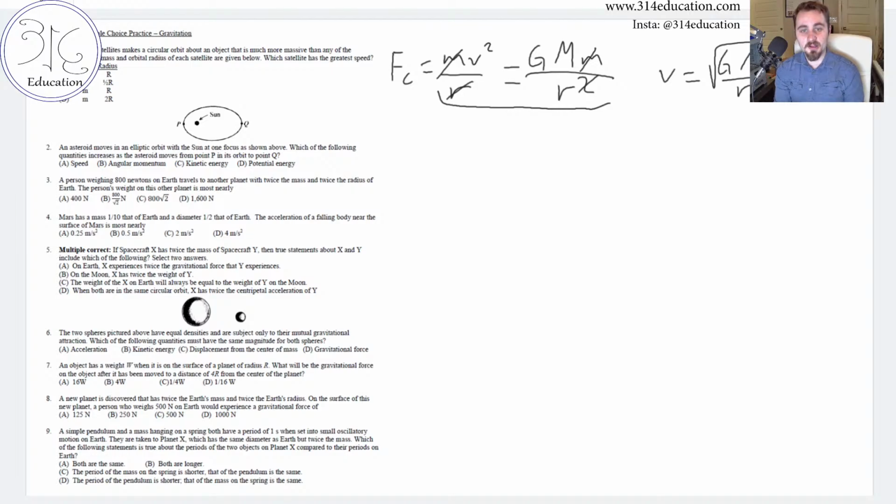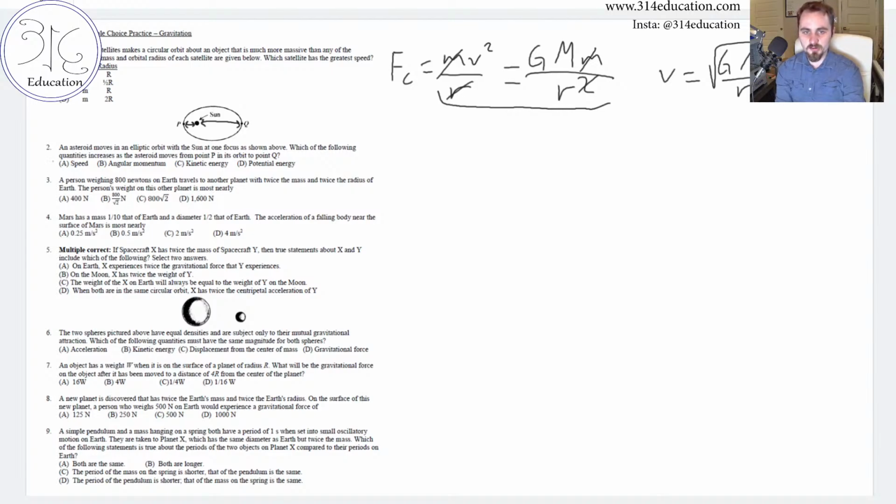Alrighty. Next we've got an asteroid moving in an elliptic orbit with the sun at one focus as shown above. Which of the following quantities increases as the asteroid moves from point P in its orbit to point Q? So at P, we're closer to the sun. We have a lower height and a faster velocity. We're going to a higher height and traveling with a lower velocity.